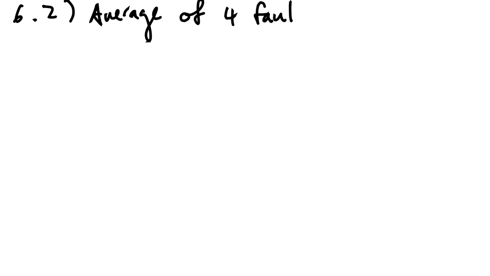All right, the next question is 6.2. The question says it has been found from experience that there is an average of 4 faults per 50 meters of cloth produced in a factory.